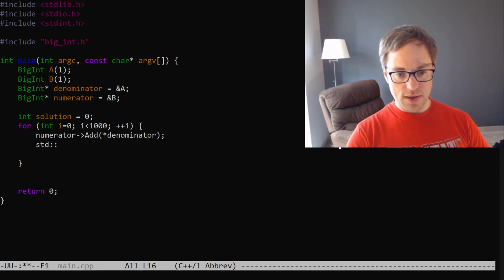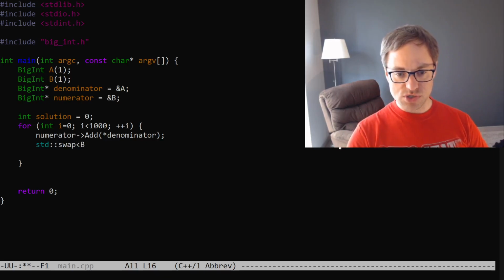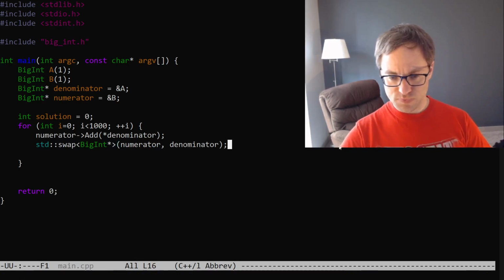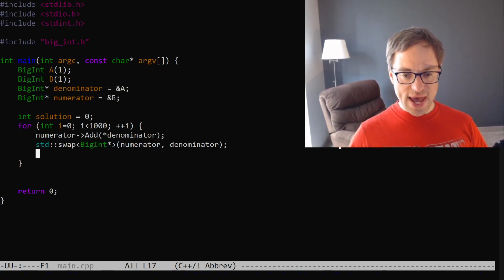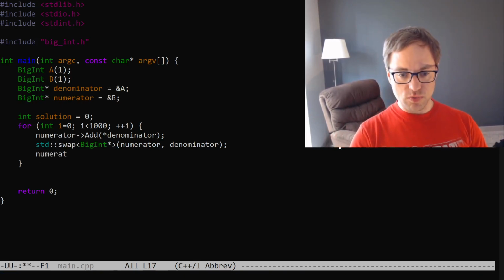So we'll say swap. And we want to be clear that we are swapping the pointers. As I said, pointers are small, easy to move and copy, and so it's very efficient to swap two pointers. So we'll say BigInt pointer, and that's going to be a and b. Excuse me, numerator and denominator. Okay, and then we want to add 1 again, so we'll say numerator add star denominator.